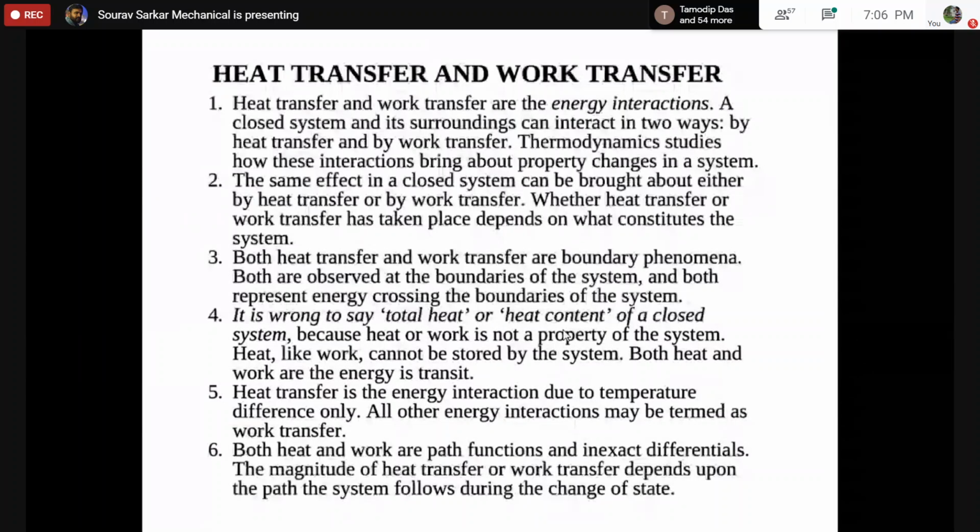Next, the same effect in a closed system can be brought about either by heat transfer or by work transfer. Whether heat transfer or work transfer has taken place depends on what constitutes the system. Like I am giving one example. Suppose I live in my home, and you want to gift something to your friend.